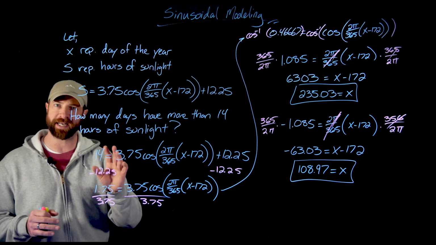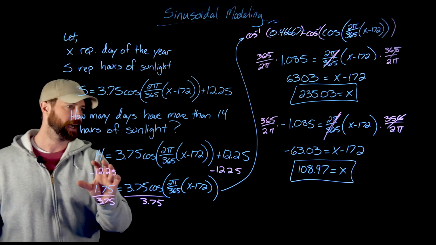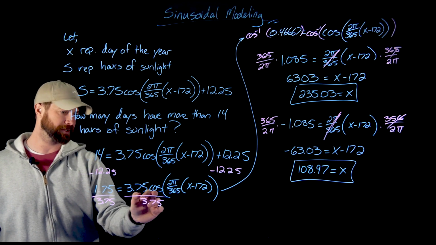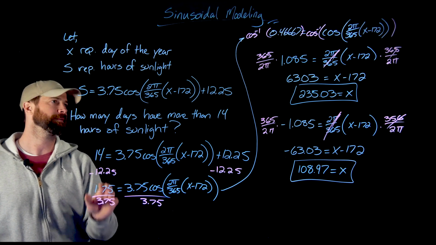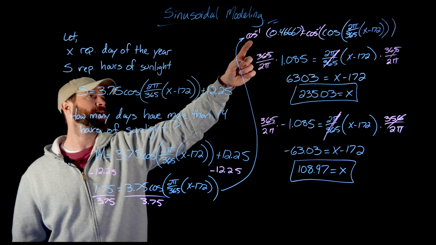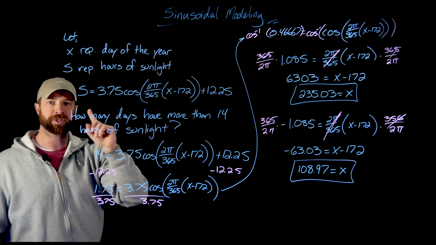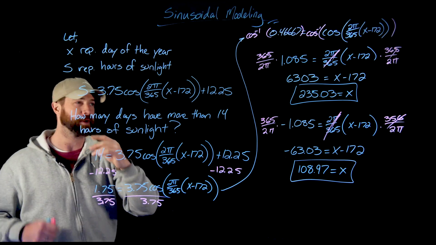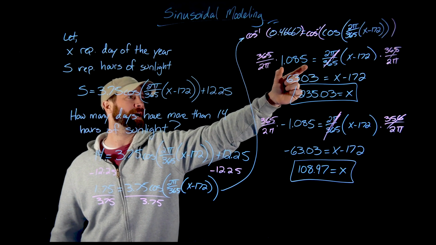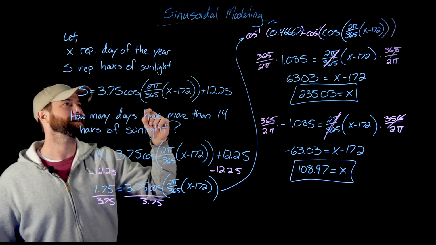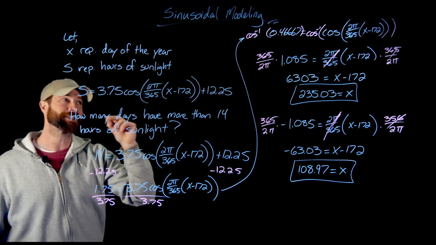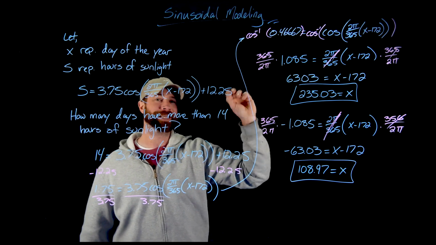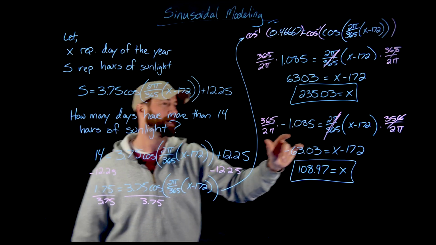Just to recap that real fast, because this process is really important. I first subtracted out this 12.25, got rid of this coefficient in front of the cosine by dividing by 3.75. Then came the big step of applying the cosine inverse. Again, the cosine inverse as a function always outputs just one value. That was the whole idea of restricting the domain of cosine, making a one-to-one function. I have this 1.085, but I also know that the cosine of the opposite of this value right here is also equal to this value right here. So I get the 1.085, but I'm also going to create a second equation that's negative 1.085.